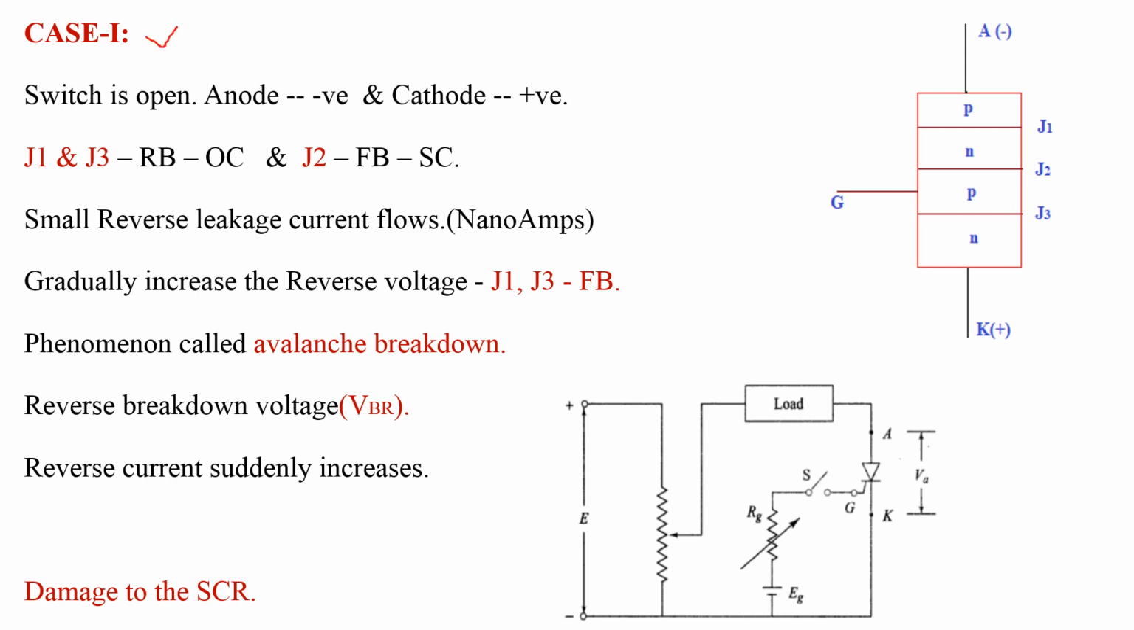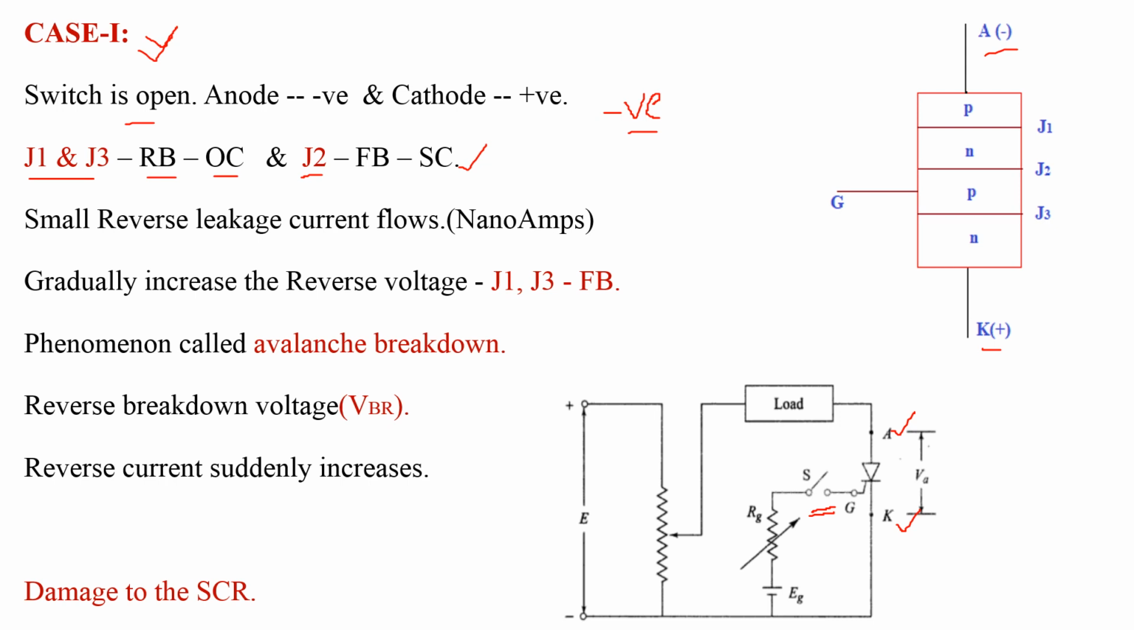Now consider case 1. In this case, we are going to keep the switch open and apply a negative voltage across anode and cathode. By applying the negative voltage across anode and cathode, anode becomes negative and cathode becomes positive. Then junctions J1 and J3 come into reverse bias, which act as an open circuit. Similarly, junction J2 comes into forward bias, which acts as a short circuit.